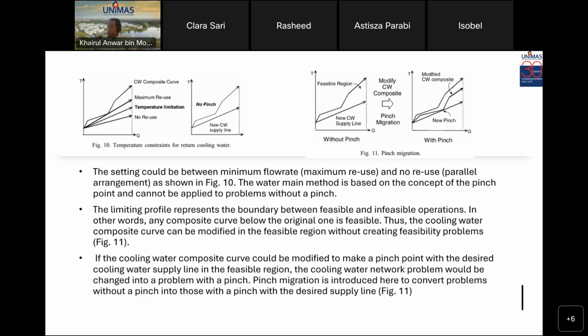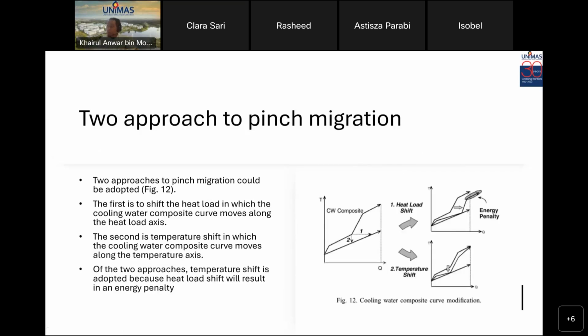So there are two methods to do pinch migration. We need to shift the composite curve to reach the new cooling water supply line. Two approaches to pinch migration.